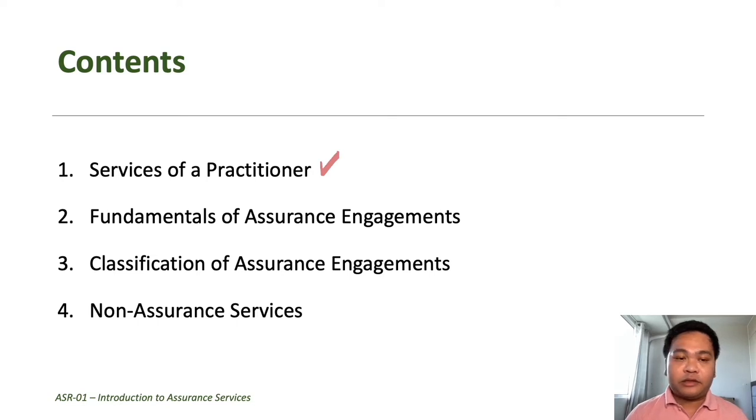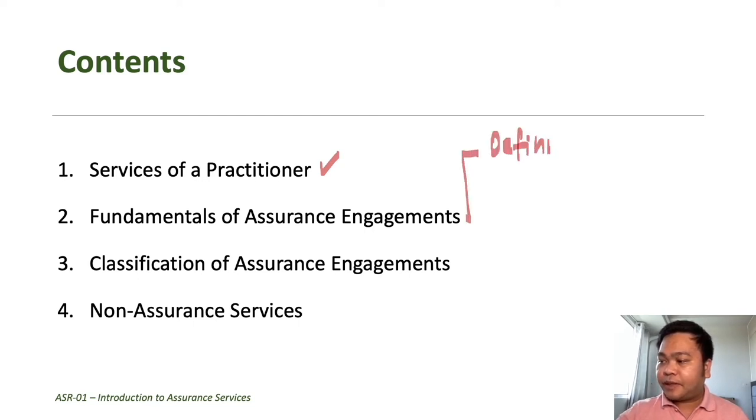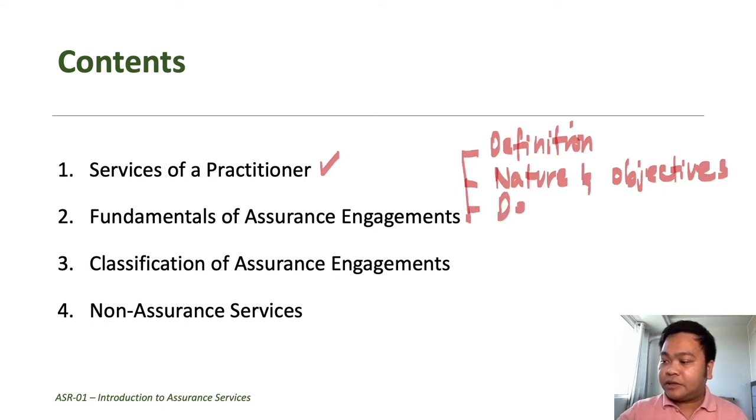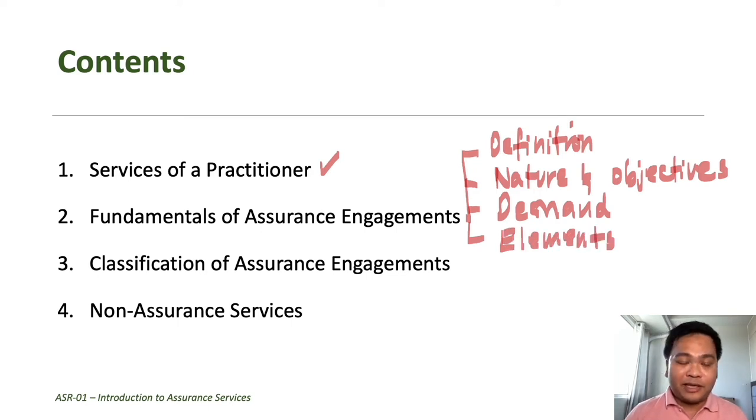And then the second one, we will also cover the fundamentals of assurance engagements. Under this item, we will discuss the definition of assurance engagements, including the nature and objectives of assurance engagement. We will also discuss the demand for assurance services, and finally the essential elements of an assurance engagement. So what makes an engagement of a CPA an assurance engagement?